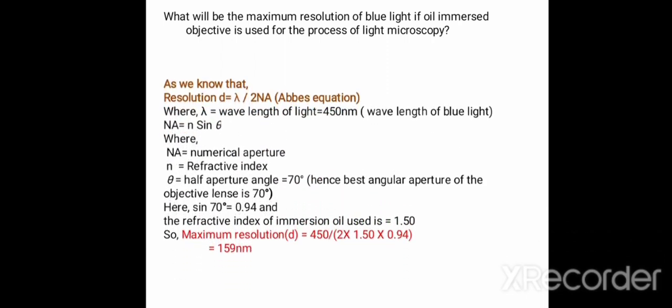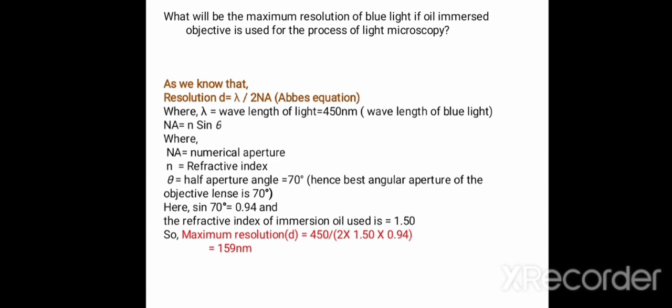Next question. What will be the maximum resolution of blue light if an oil immersed objective is used for the process of light microscopy? As you know, the maximum resolution D is equal to lambda divided by 2NA. This is known as Abbe's equation, where lambda is equal to the wavelength of light, that is 450 nanometer, as the wavelength of blue light is 450 nanometer.